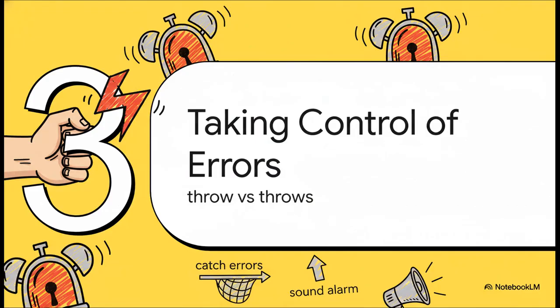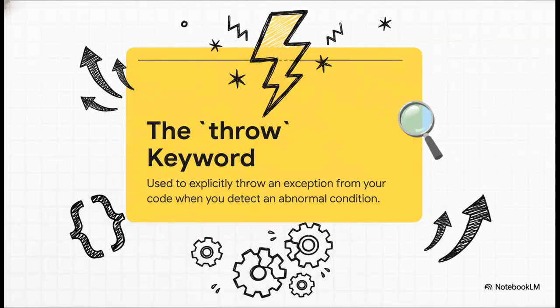So up to this point, we've kind of been playing defense, right? We've been passively catching errors that Java throws our way. But what if we want to go on offense? What if our own application logic detects the problem and we need to be the ones to sound the alarm? This is where the throw keyword becomes your new best friend.